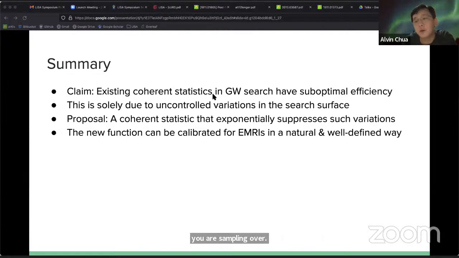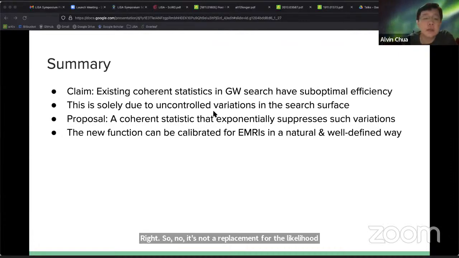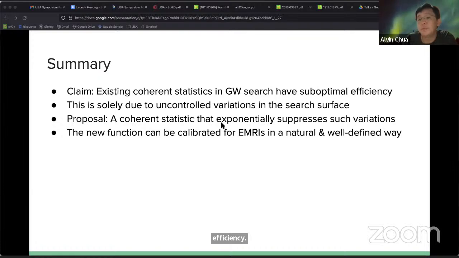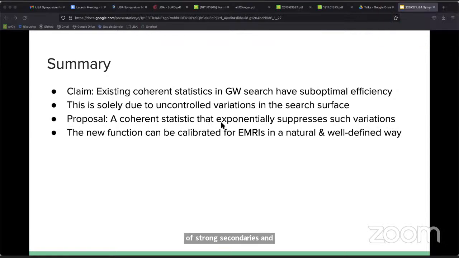So no, it's not a replacement for the likelihood, because the likelihood is pretty well defined. What it is, I think what you said at the start, is mainly just driven by the need for sampling efficiency. In particular for MREs, which is the first thing this is applied to, sampling efficiency takes a very huge hit because of the presence of strong secondaries. Right. So at the end of the day, the samples that you get are equivalent to samples that you would get from sampling the old-fashioned way, just much more quickly.